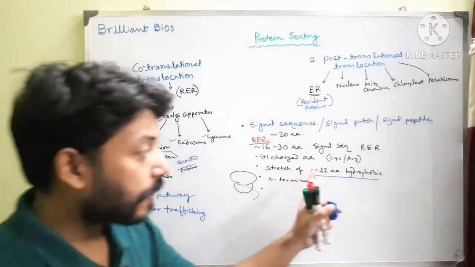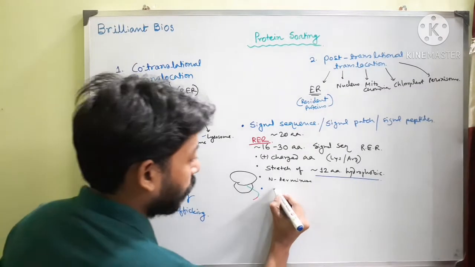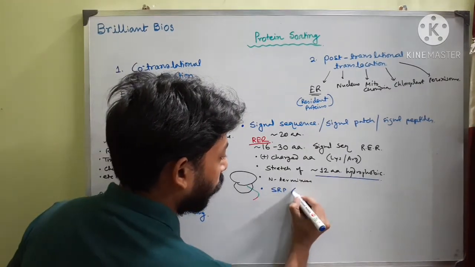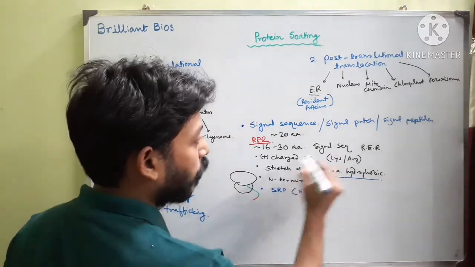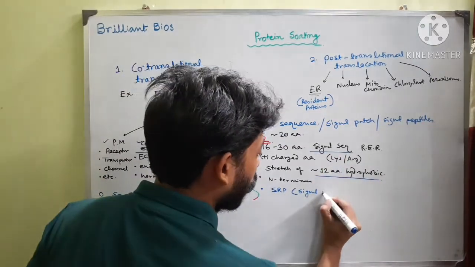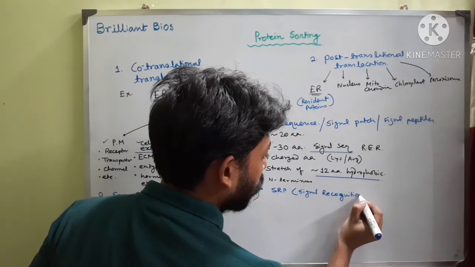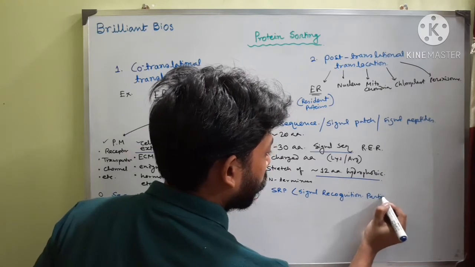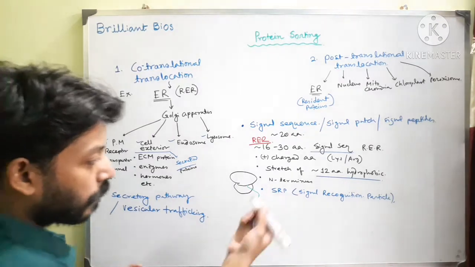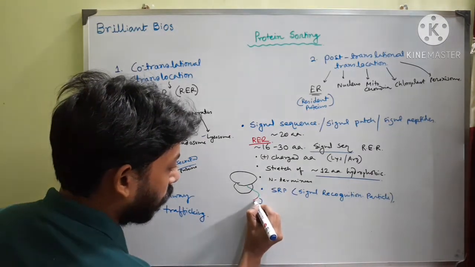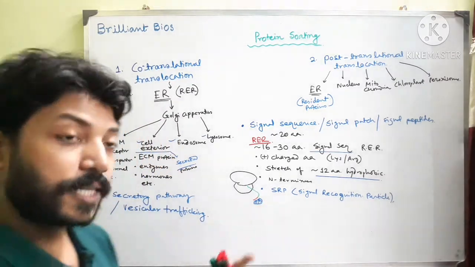Okay, and this stretch of amino acids can be recognized by a protein called SRP. The full form of SRP is signal recognition particle. Why is it called signal? Because it can recognize the signal sequence. So there is a protein, let's assume this is a signal recognition particle. It can recognize these signals and bind.